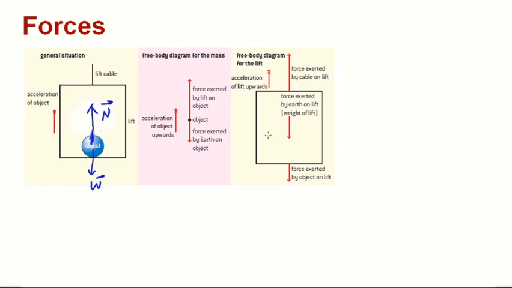If we observe the lift, however, we'll see that there's a force downwards here because the ball is there, so it's trying to prevent this elevator from going upwards, right? Inertia. Also, the Earth is pulling the lift down, so there is the weight of the lift itself. The lift is being pulled upwards by a cable, so there will be a force here, and the acceleration of the lift is also upwards.